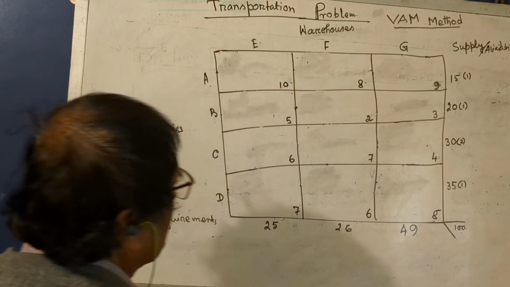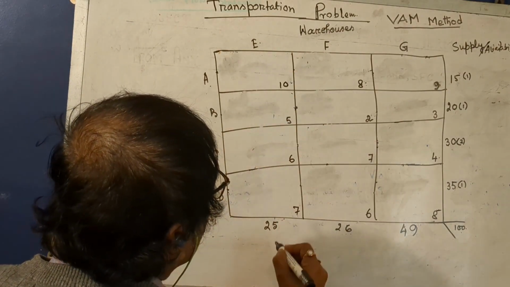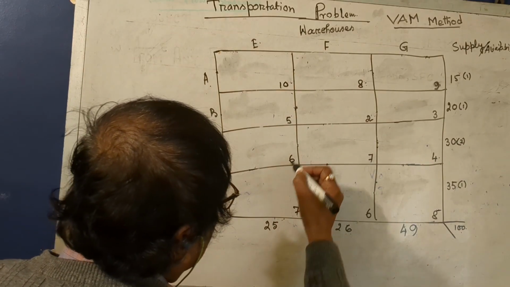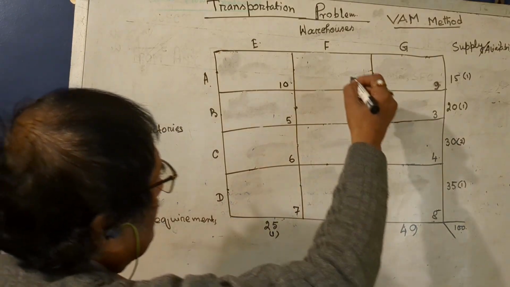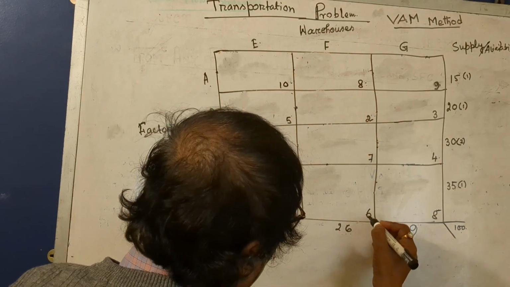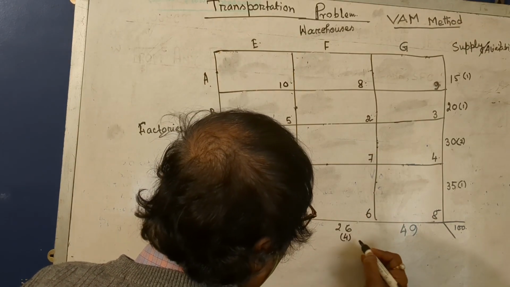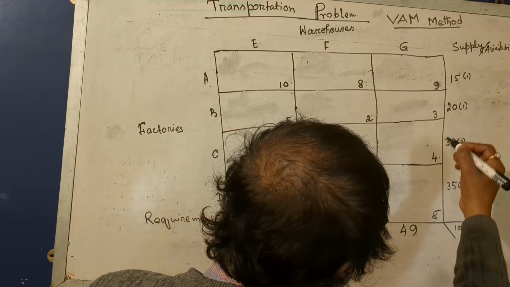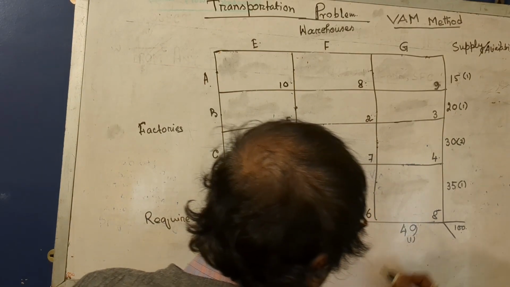The same process is to be followed for each column. For the first column, the lowest cost is 5 and the immediate lowest cost is 6. That's why the difference is 1. For the second column, the lowest cost is 2 and the immediate lowest cost is 6. The difference is 4. For the third column, the lowest is 3 and the immediate lowest is 4. That's why the difference is 1.